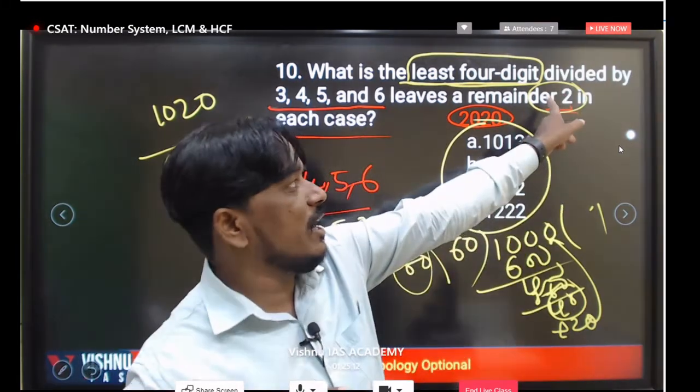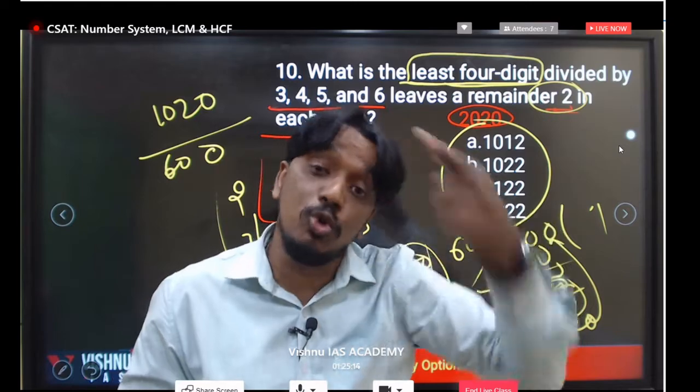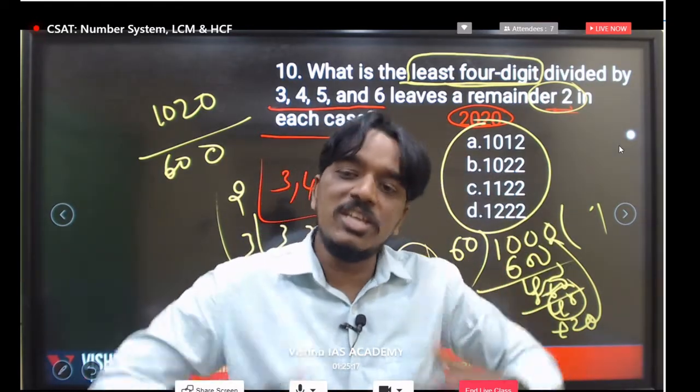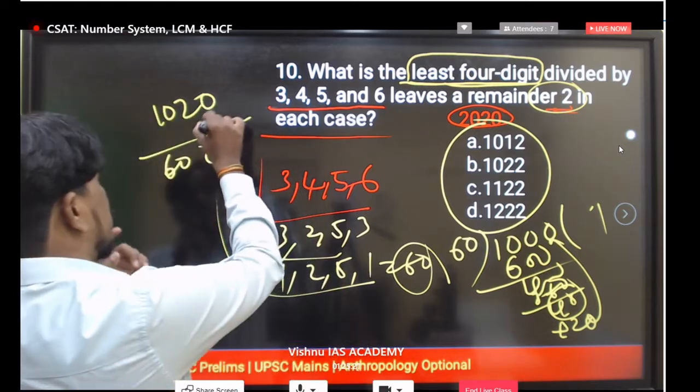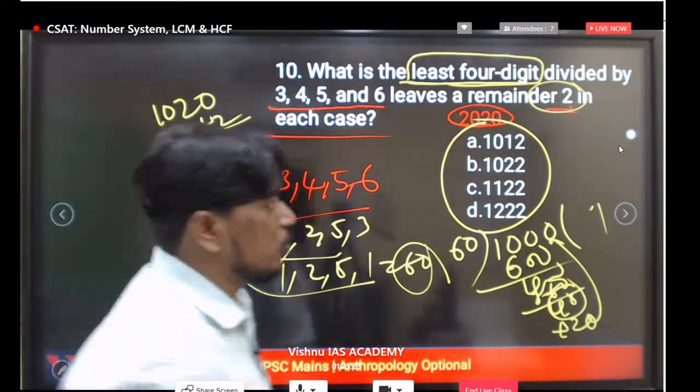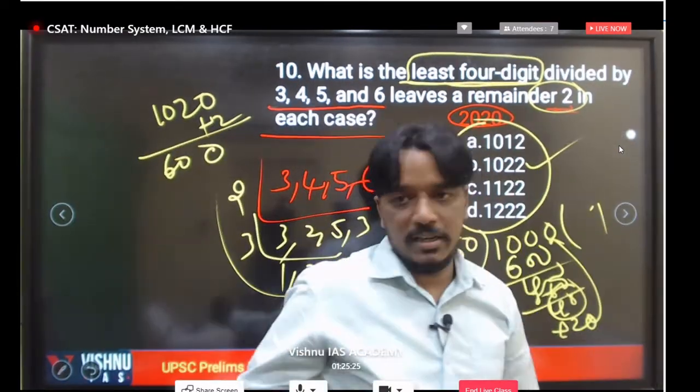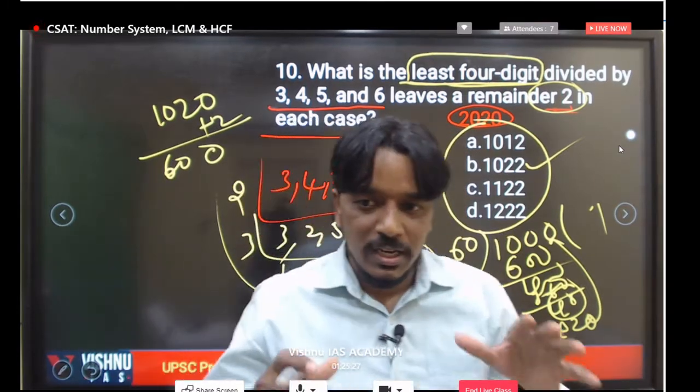But what we have to get according to the question? You have to get remainder 2. 2 means in addition to this, additionally you have to add 2 more. Clear? So 1020 plus 2, 1022 is the correct answer, to get remainder always 2.